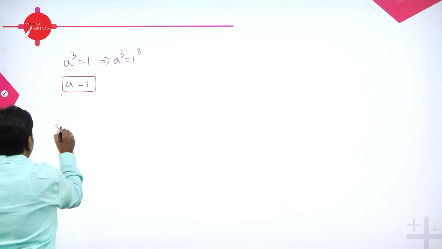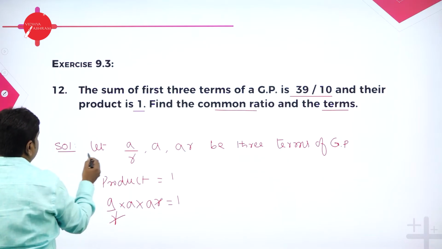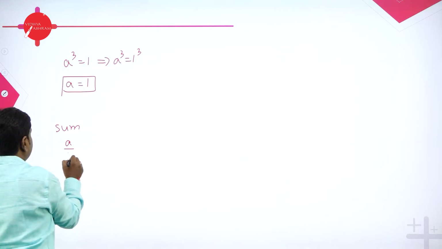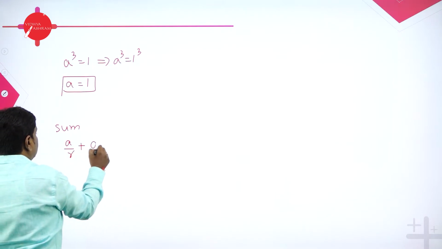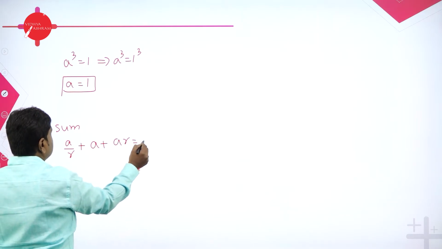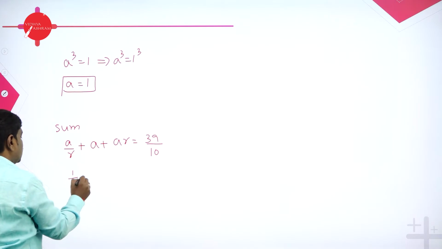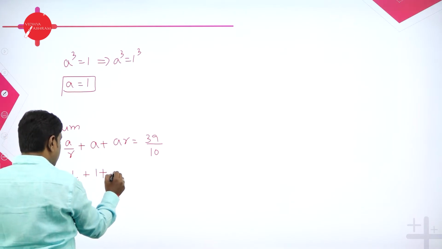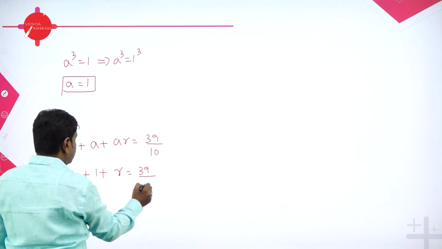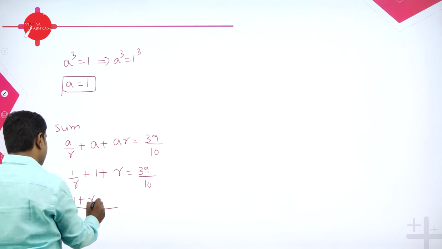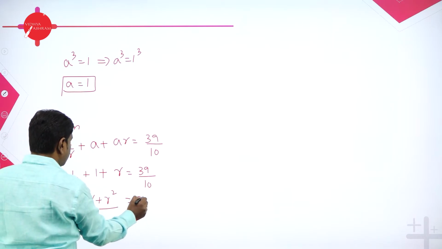they give the sum. What is the sum given? That is 39 by 10. Sum means a by r plus a plus ar is 39 by 10. a means 1. So 1 by r plus 1 plus 1 into r is equal to 39 by 10. Take LCM. LCM is r. 1 plus r square is equal to 39 by 10.